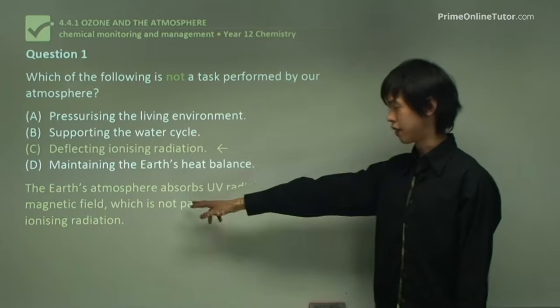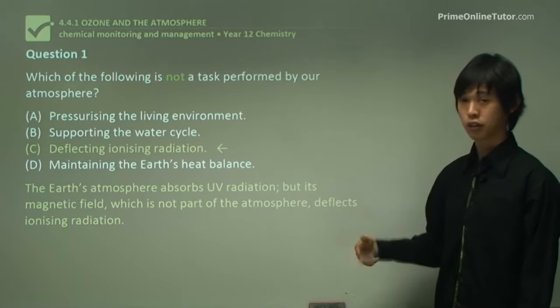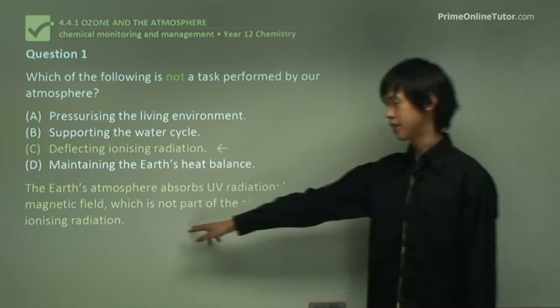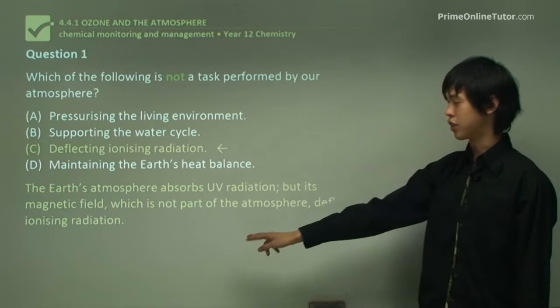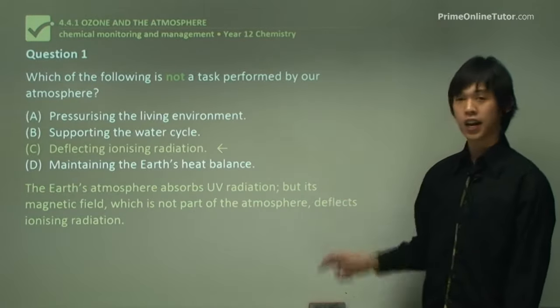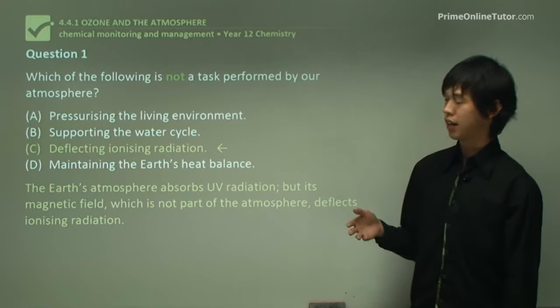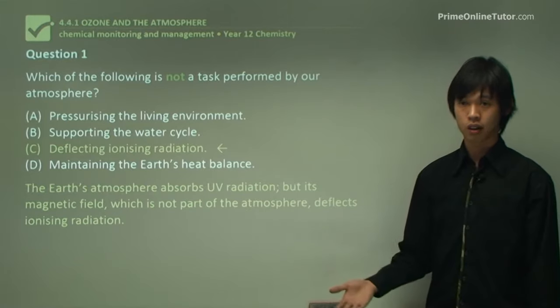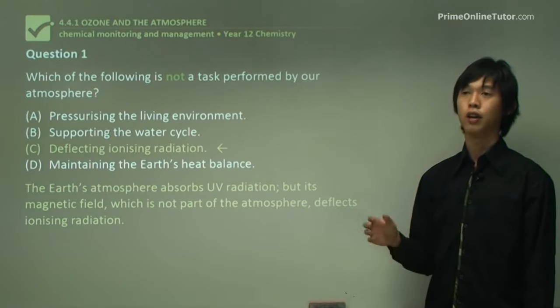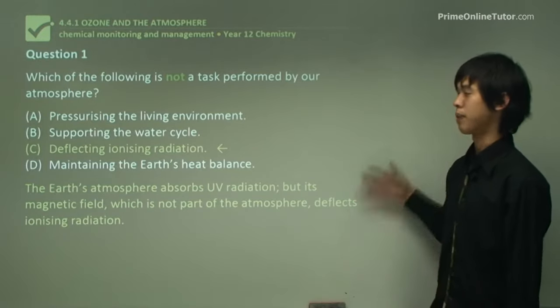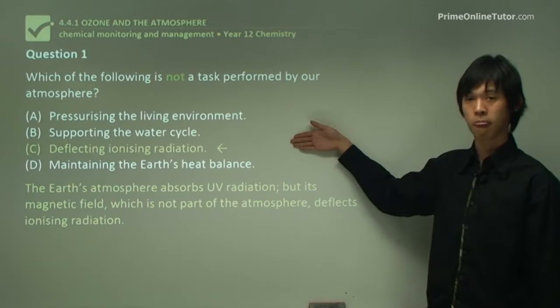So the Earth's atmosphere absorbs UV radiation, which is true, that helps us, but it's the Earth's magnetic field which deflects these ionizing radiations that come from the sun. So while the Earth's atmosphere does filter some of the radiation, a lot of the deflection of ionizing radiation is done by the Earth's magnetic field, which makes this one the most correct answer.